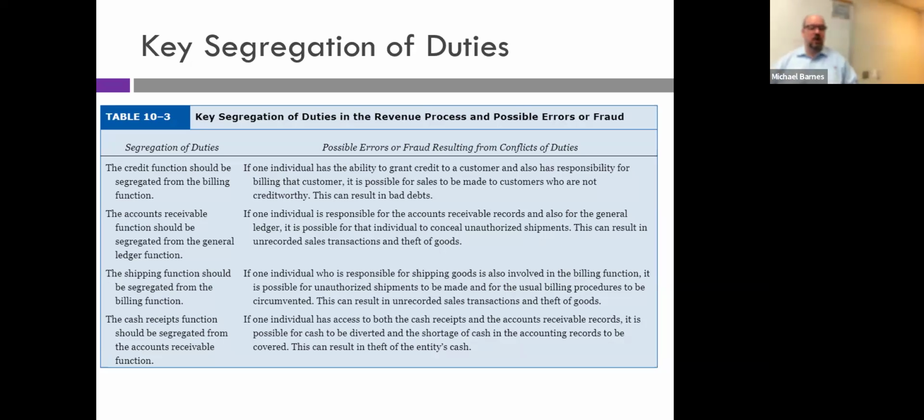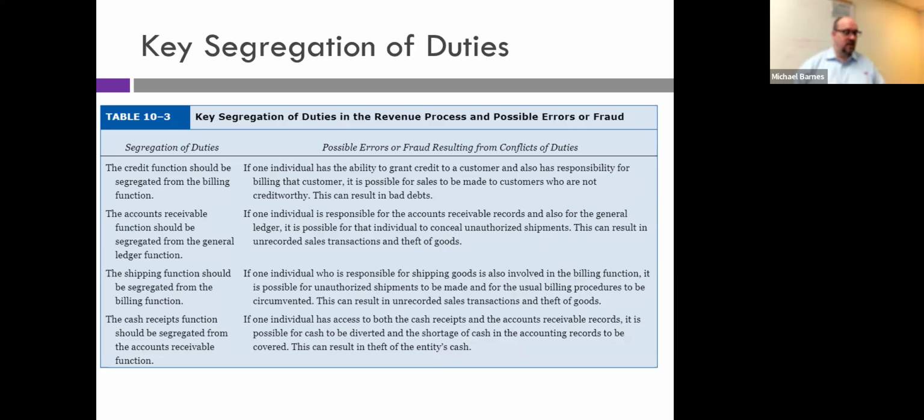I want to skip number 2. I want to go to number 3, okay? The shipping function should be segregated from the billing function. So if somebody is responsible for shipping goods and billing, you can actually have unauthorized shipments, and the usual billing procedures can be circumvented, which could result in unrecorded sales transactions and theft of goods. All right, so shipping, what did we say that type of responsibility was? Custody, and then we said billing was recording, okay? Separating out custody from recording. If we fail to do so, they can make unrecorded sales transactions and steal goods from the organization.